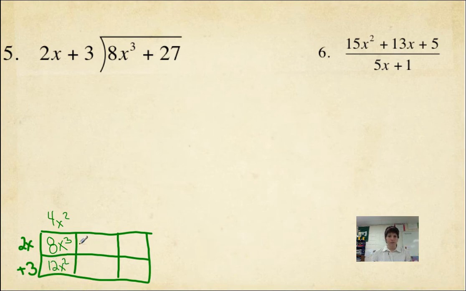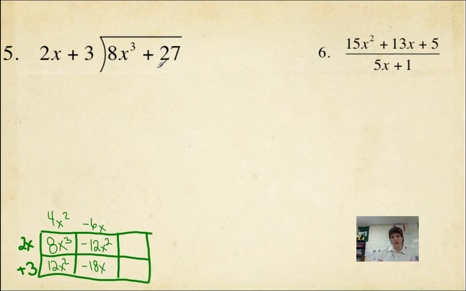All right, x squareds. How many did I want? Well, the original doesn't have any, so I don't want any either. So I should have negative 12x squareds. 2x times what got me that negative 12x squared? Negative 6 and an x, and then I multiply. Negative 6x times positive 3 gives me negative 18x.